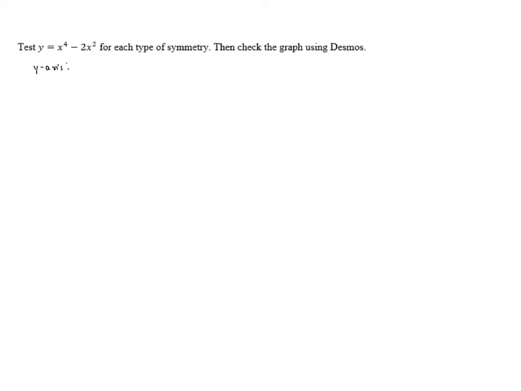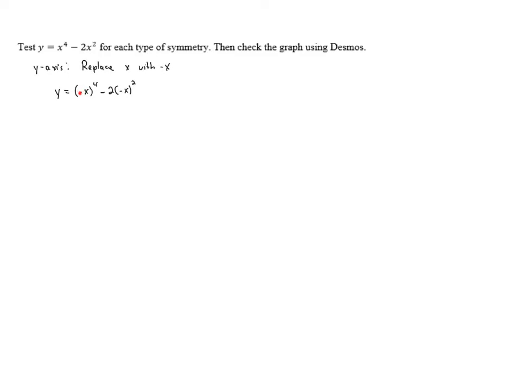And remember, the test for that is to replace x with negative x and see if the new equation is equivalent to the original one. So let's do that. If we replace x with negative x, that's going to be negative x to the fourth minus 2 times negative x squared.